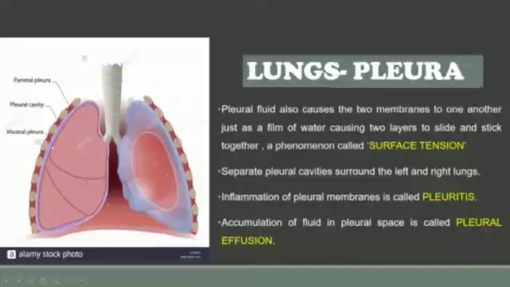The other function of pleural fluid is, see, for example, this blue color fluid is your pleural fluid. The function of this pleural fluid is also to reduce the surface tension. We will learn much about surface tension when we deal with the structure of alveoli. For now, the function of the pleural fluid is to reduce the surface tension. As I told, there are separate pleural cavities for both the lungs.